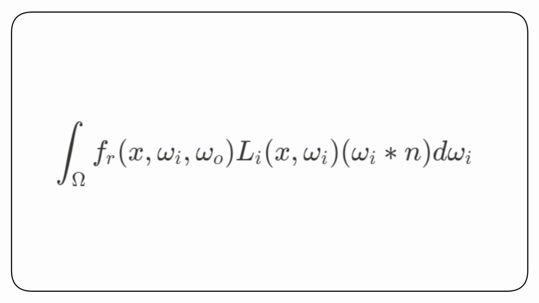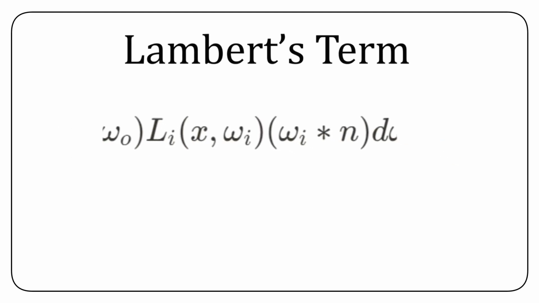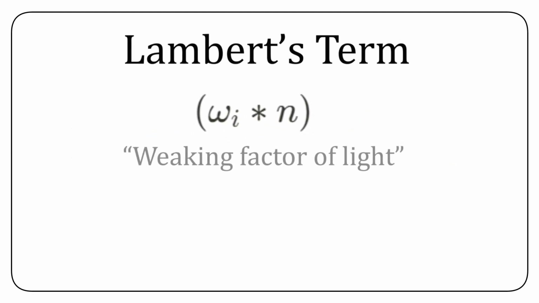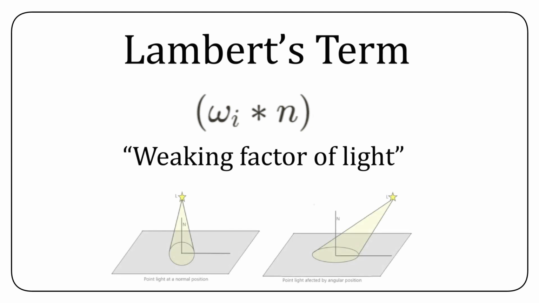The final part of the rendering equation represents Lambert's term. This is the weakening factor of light depending on the incoming angle. Lambert's cosine law ensures that a diffuse reflection is stronger when the incoming light is closer to the surface normal.